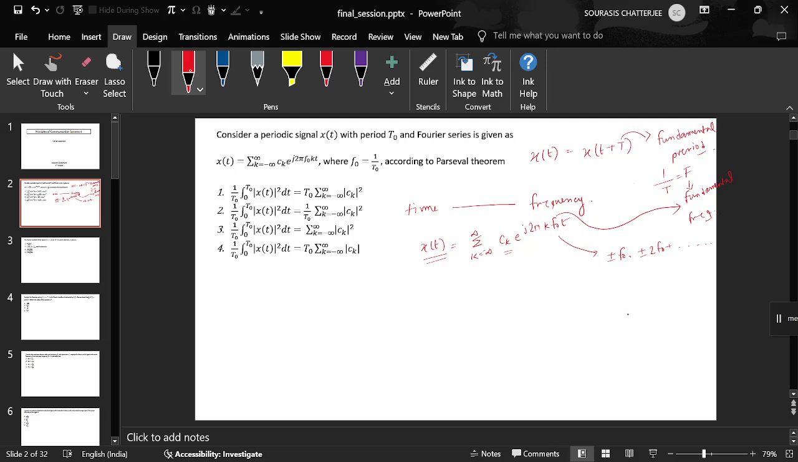If I want to draw the frequency domain spectrum of x(t) here, we can see something like this. Let's say this is the DC value or zero frequency, this is f_0, this is 2 f_0, and so on, this is minus f_0, this is minus 2 f_0. Let's say it has a DC component of c_0 here, this one here is c_{-1}, this one here is c_1, this one here is c_2, like that.